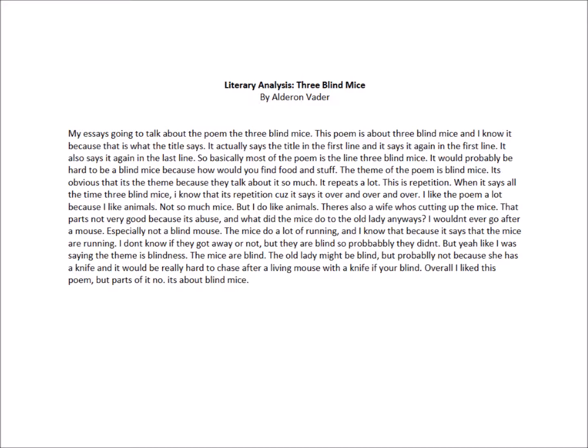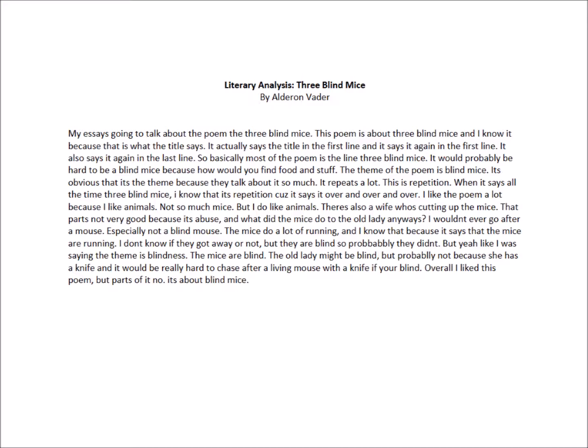It repeats a lot. This is repetition. When it says all the time 3 blind mice, I know that it's repetition because it says it over and over and over. I like the poem a lot because I like animals. Not so much mice, but I do like animals. There's also a wife who's cutting up the mice. That part's not very good because it's abuse. And what did the mice do to the old lady anyways? I wouldn't ever go after a mouse, especially not a blind mouse.